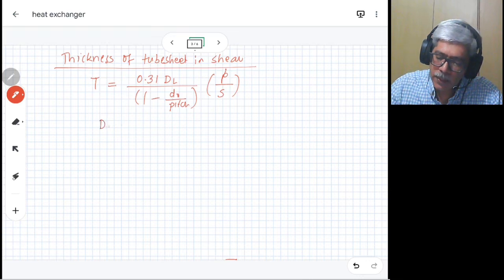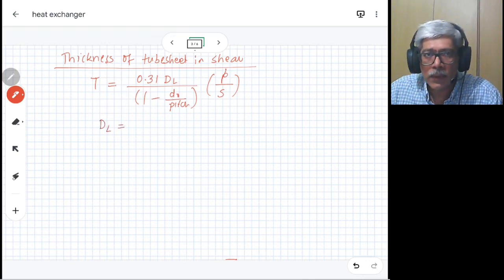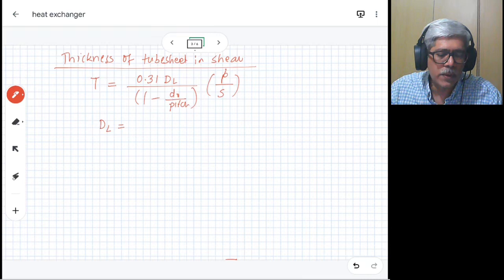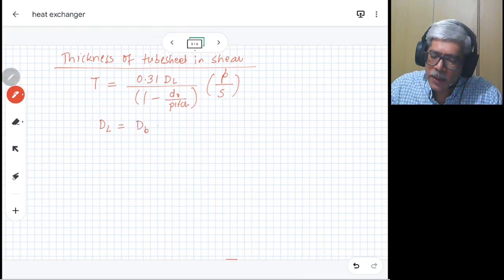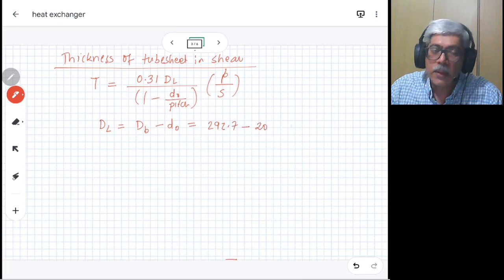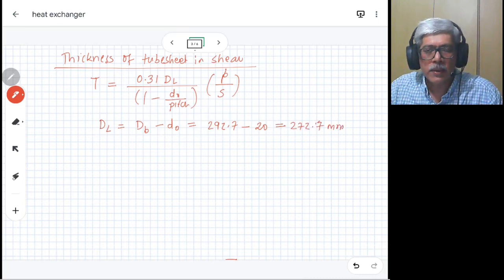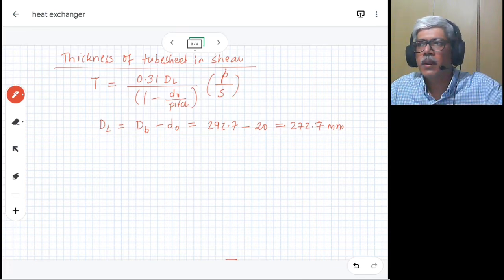So we require the equivalent diameter which encompasses the outside perimeter of the tubes. So that would be given as bundle diameter D B, which we have previously calculated, minus d naught. So D B we have calculated as 292.7 and d naught is 20, the tube outside diameter. So D L is 272.7 millimeters. So that is the value of the equivalent diameter.